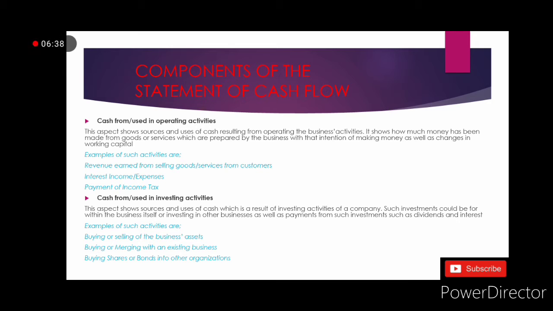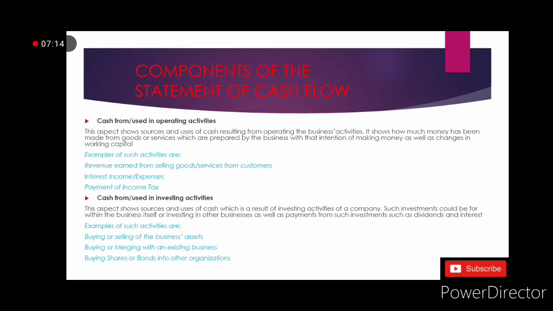And then the third example is buying shares or bonds into other organizations. So then when a business decides to buy shares or bonds into organizations such as businesses and governments, that is an act of a business investing into other organizations, and that is obviously put in here, as well as income it might get, such as dividend payments, as well as interest from bonds. Now you have to differentiate the interest income from that one as a result of operating activities, and this one as a result of investing activities.